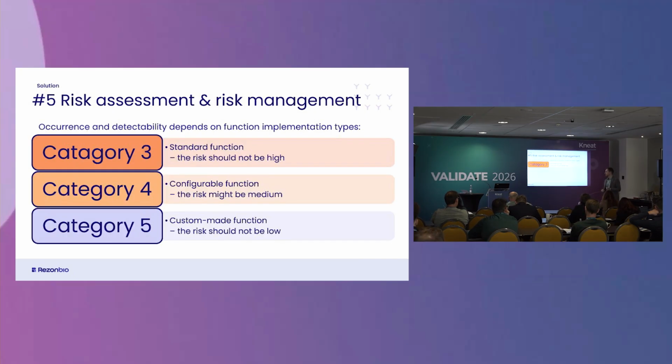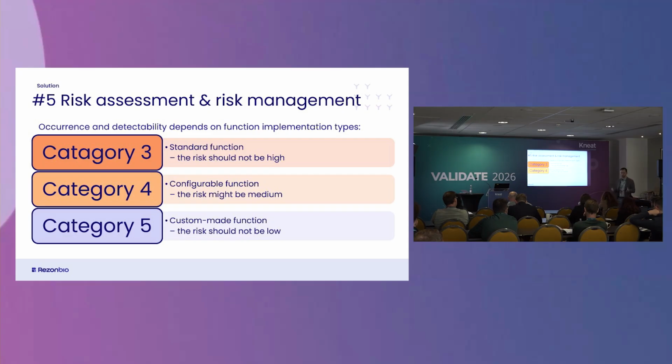What did we do? Category 3, standard solution. The risk, and that's an additional rule for our FRA, should not be high. We are going to use a standard functionality, even from the open source software. It's a standard, it's working, right? Already. So it should not be high, maybe low, maybe medium, but rather not high.